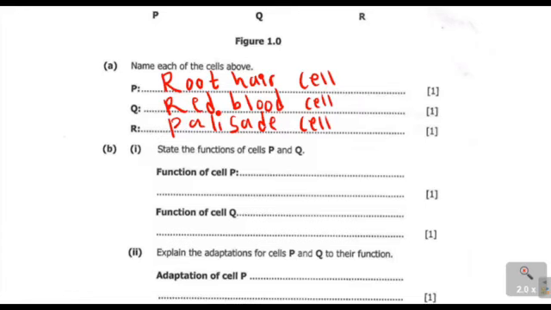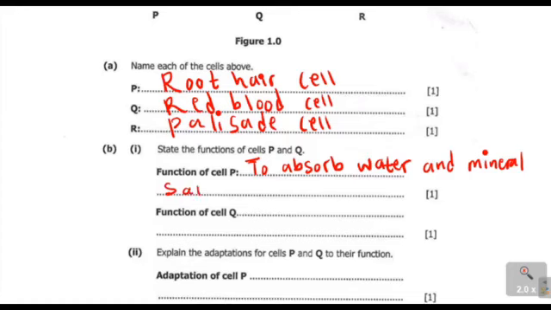So here we say the function of cell P is to absorb water and mineral salts from the soil.